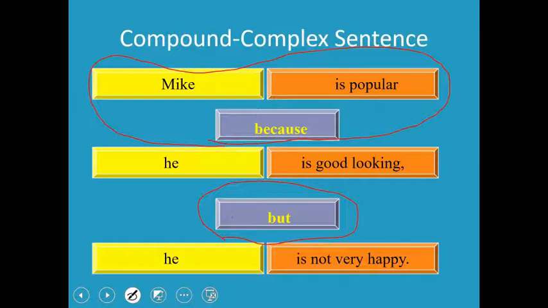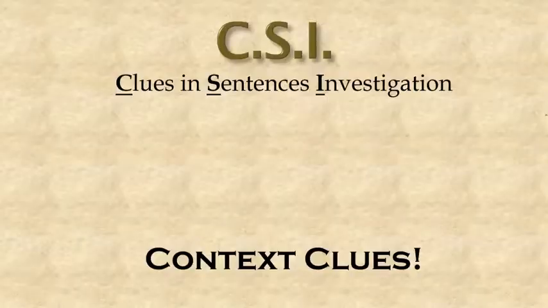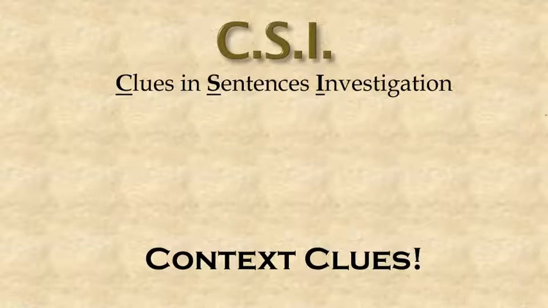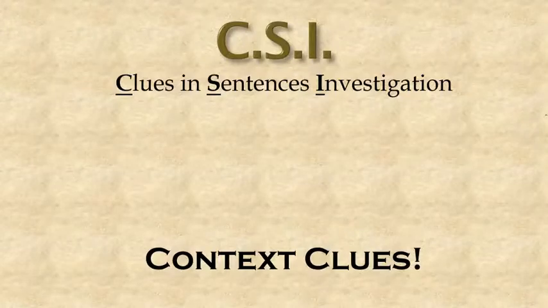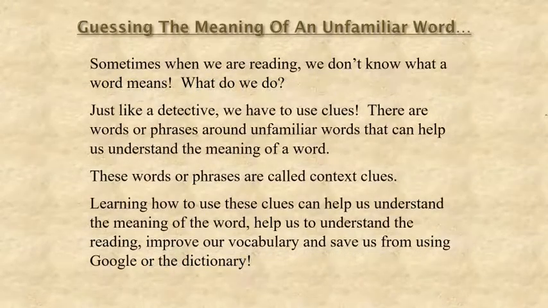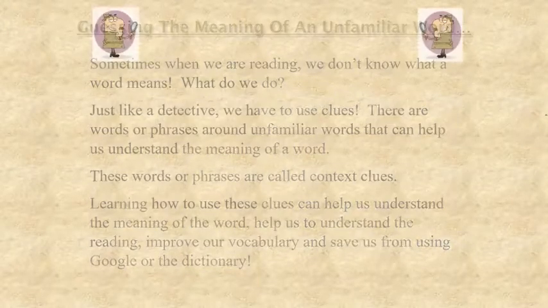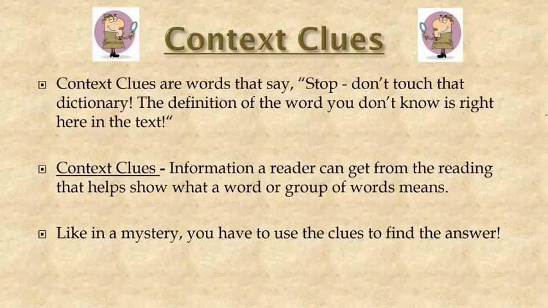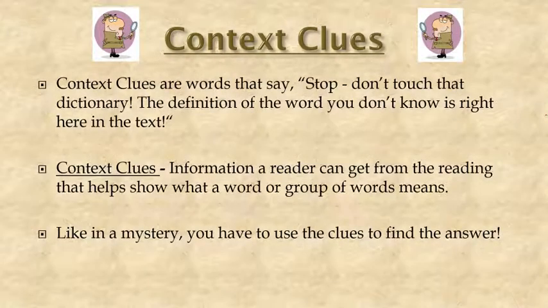Let's go to the last part of the recap. With the last part, we're going to see context clues, the last topic we saw. Like I said the last time we spoke about this, context clues are words around an unknown word, a word whose meaning we don't know, that help us know that meaning without using a dictionary. Just like detectives, these words tell us what to do.